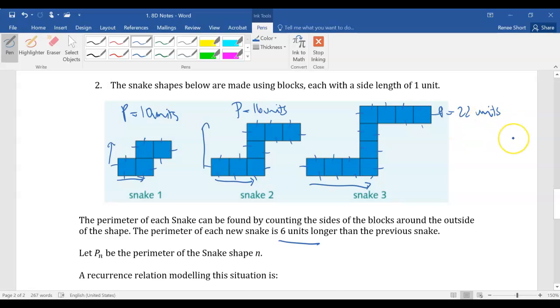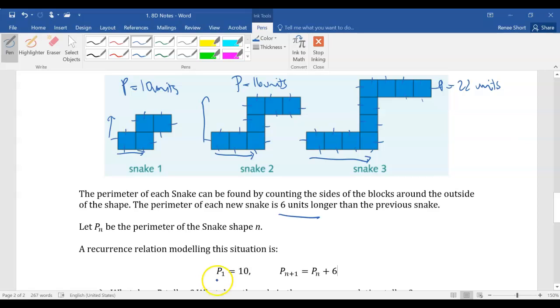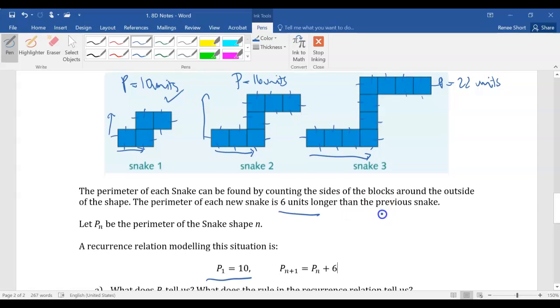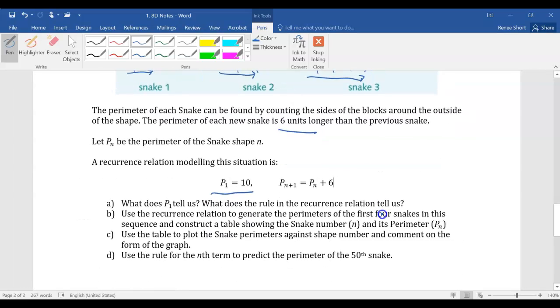So a recurrence relation modeling this situation, we've already got a rule written for us. It says that P1 equals 10, so the perimeter for my first snake is 10 units, which agreed, we've just checked that. And the next term comes from taking the previous one and adding on 6. So we're adding 6 each time to the perimeter when we're adding an extra block horizontally and vertically. So the question here, then, we've got a few steps to go through.